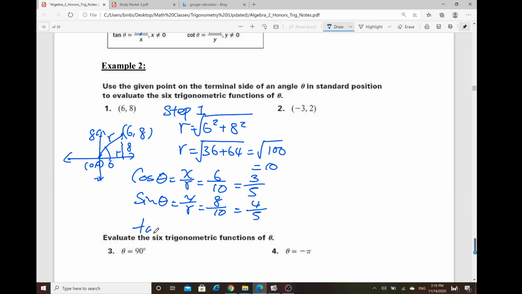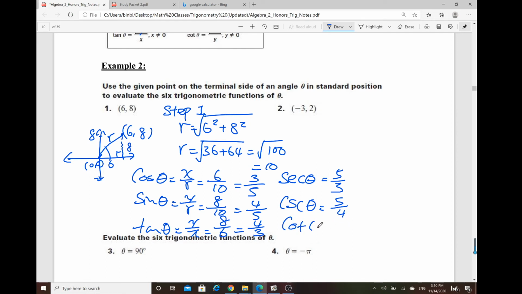And then tangent of theta, y over x, so that'll be 8 over 6. So that'll be 4/3. And then the rest of those ratios, so we do have secant, which is the reciprocal of cosine. So that'll be what? 5/3. And then cosecant, which is 5/4. And then cotangent, the reciprocal of tangent, that'll be 3/4.